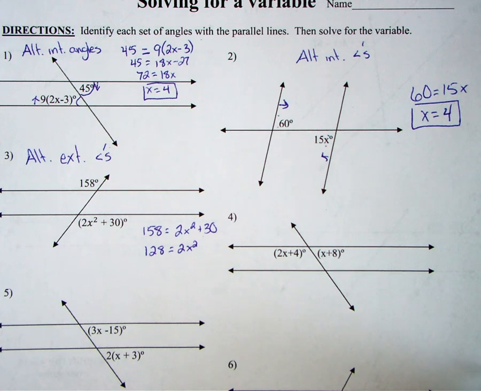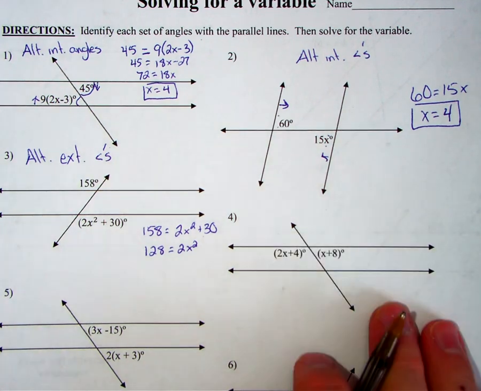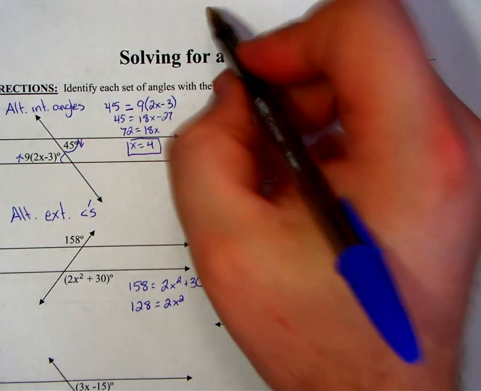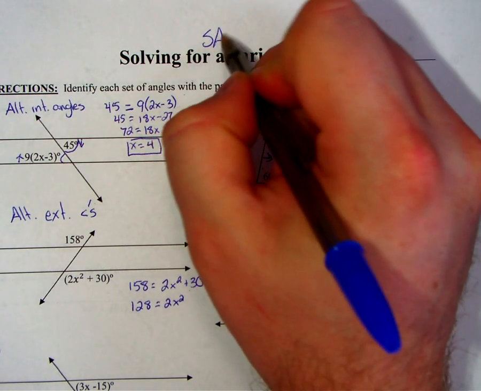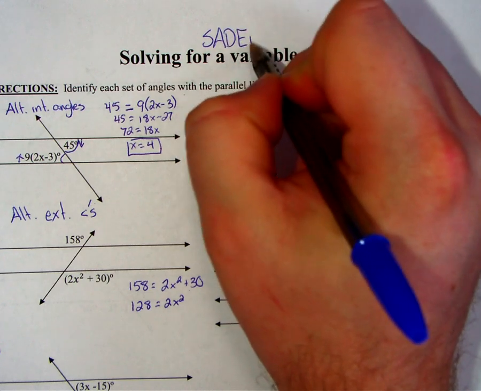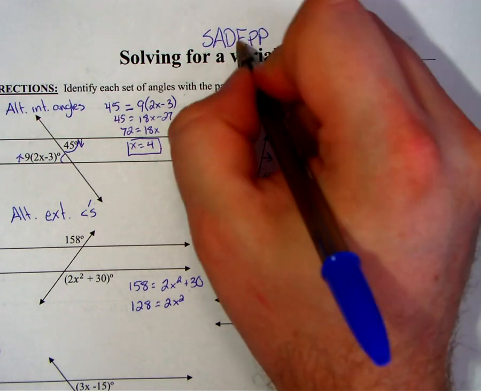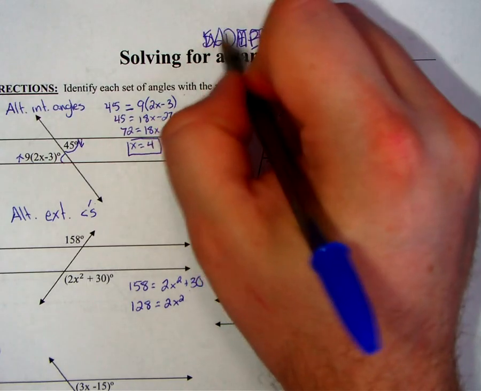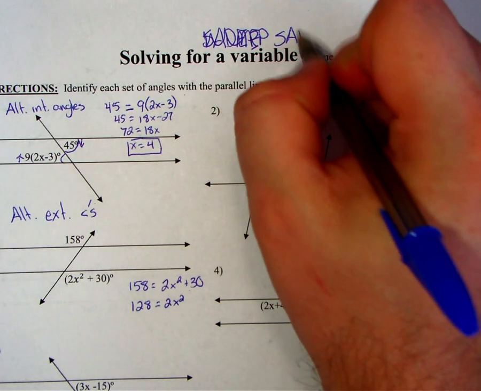Well, now I need to ask myself, do I deal with the multiplication or do I deal with the exponents? Remember that when we're dealing with solving for a variable, we're working order of operations backwards. So SADMEP. Sorry about that. Let's try that again. SADMEP.